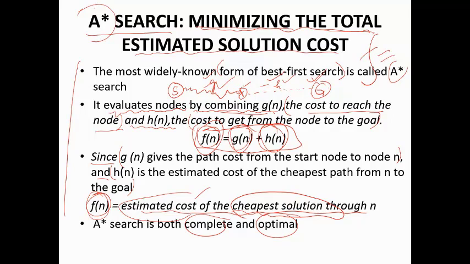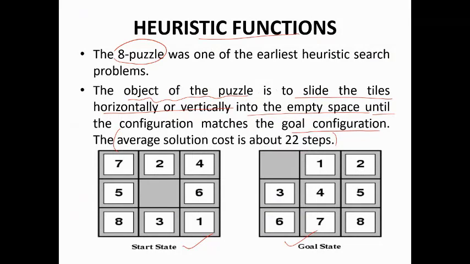So the same thing I told you about. To minimize F, we need to minimize G and H also. And the last one is about A* search, which is both complete and optimal, because A* depends on this formula, and this formula is always trying to minimize the cost together. So, let's move to the heuristic function.